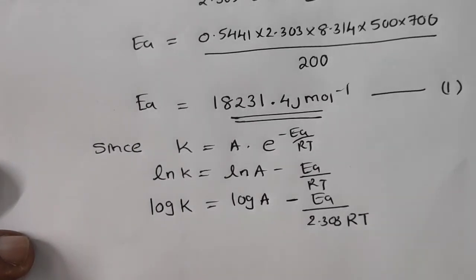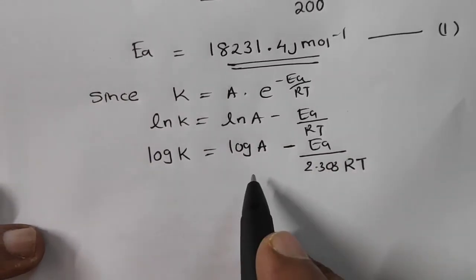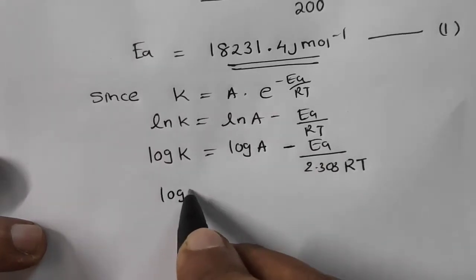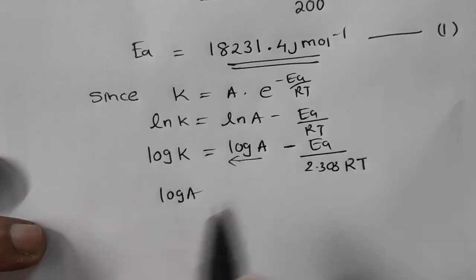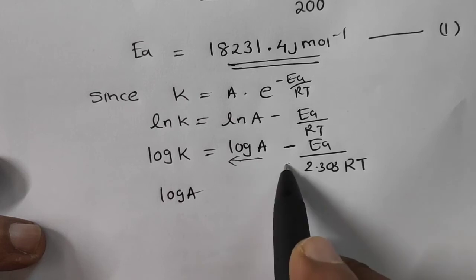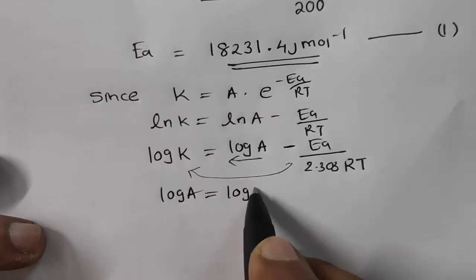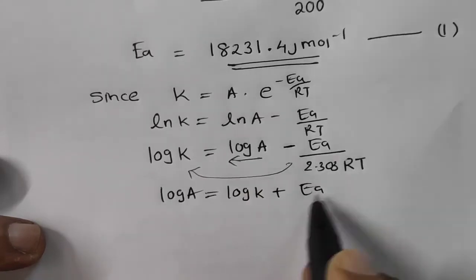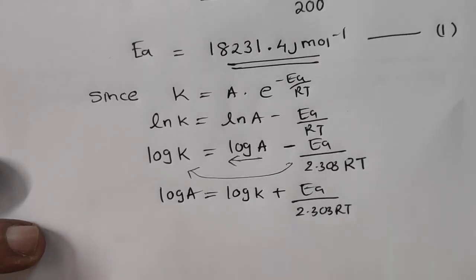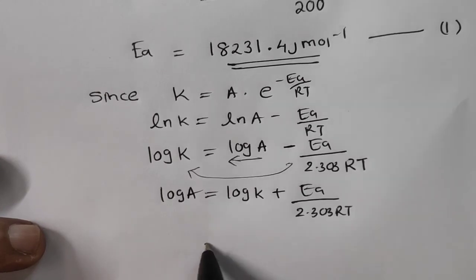Now in this case, I will take EA to the other side, or you can interchange it. So I can write log A, taking this to this side. So log A will be equal to log K plus EA upon 2.303 RT. If you want, you can simplify this log K.